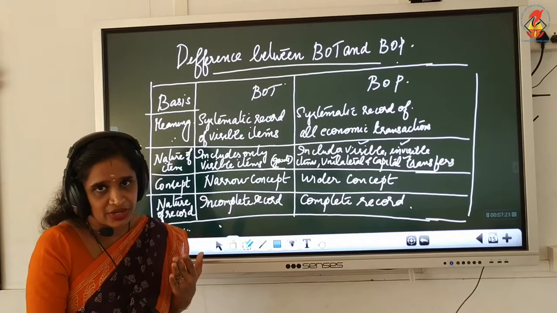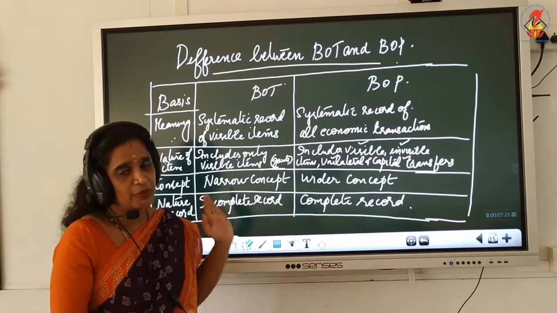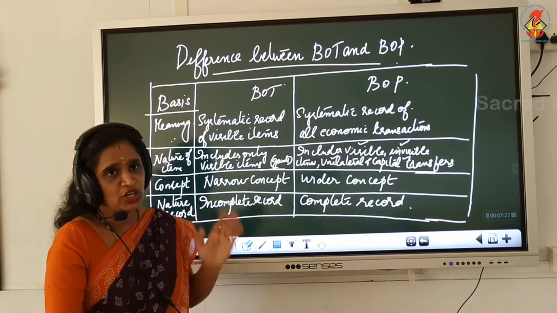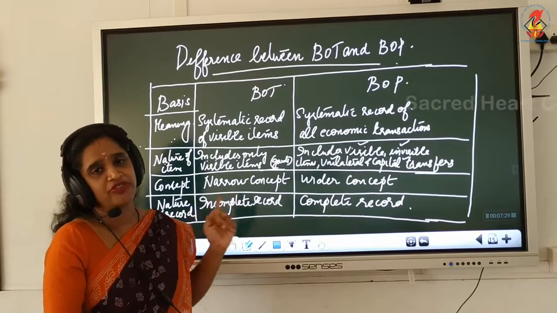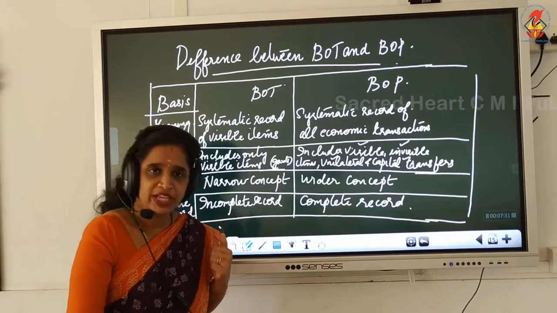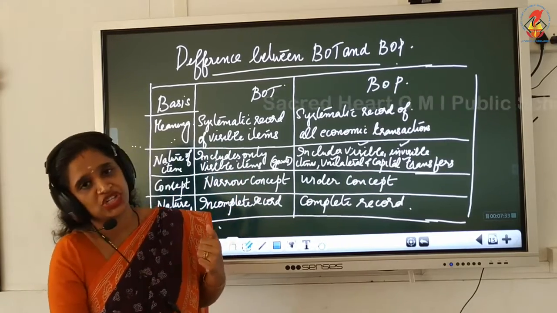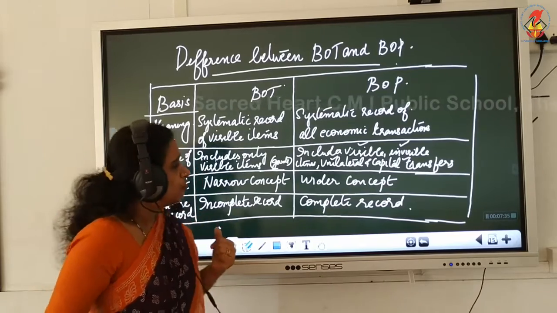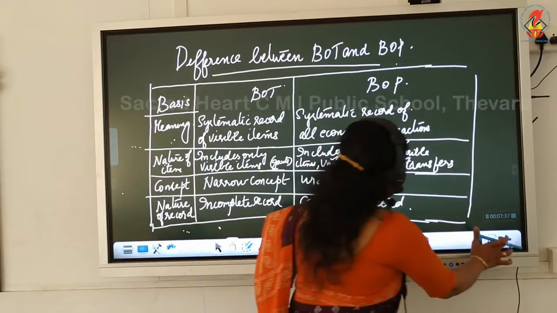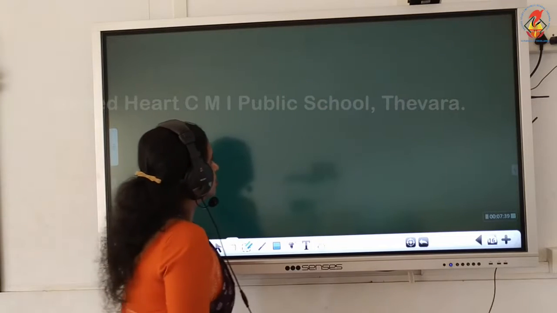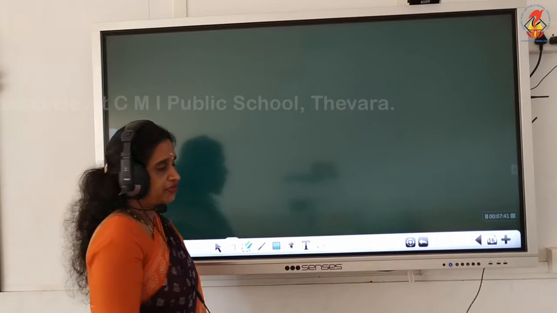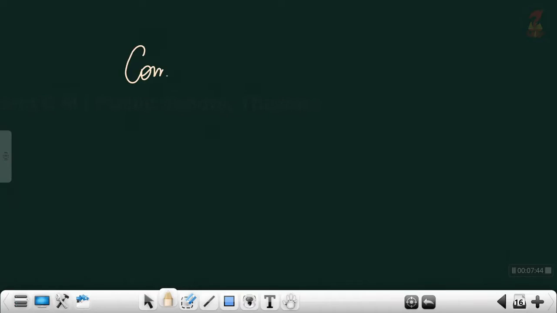I hope it is clear to you, and this difference between balance of trade and balance of payment should be written in the form of a table showing the basis on which you are going to differentiate them. Now we will move on to the next topic of balance of payment, which is very important from the examination point of view. Next is components of balance of payment.